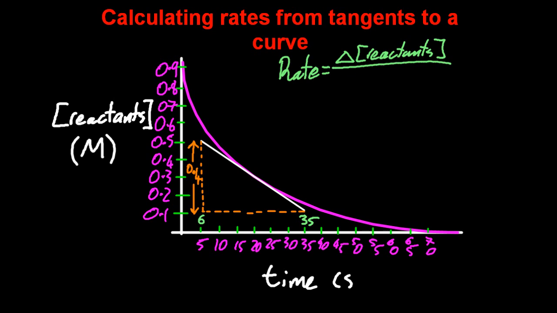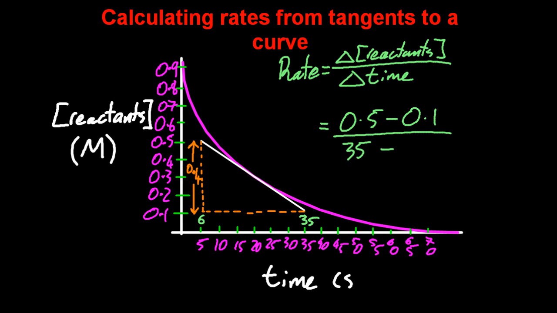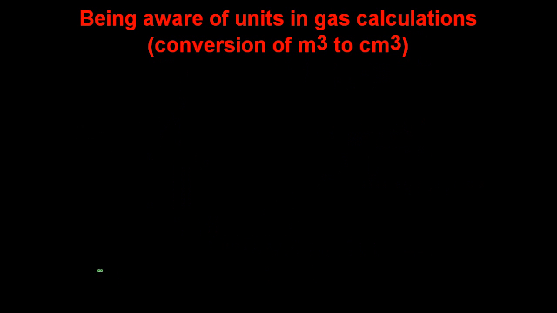So rise over run is the change of reactance over the change of time, which is going to give me that. Who knows what the sig figs are going to be on this graph? So I'm just going to give it, let's say, 2 decimal places. Don't forget the units or you lose a point.